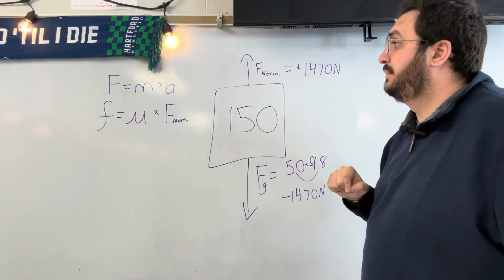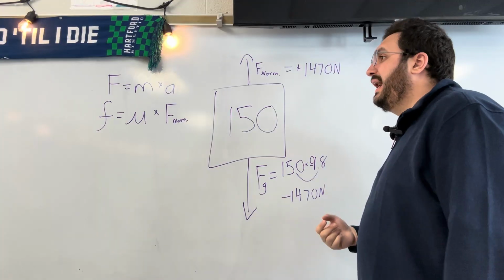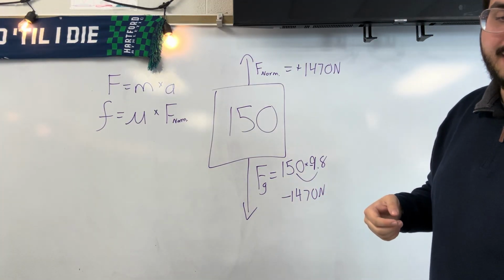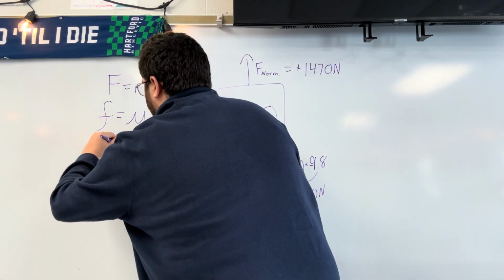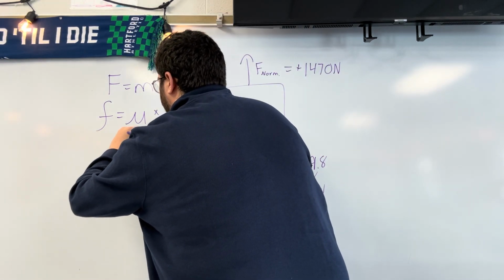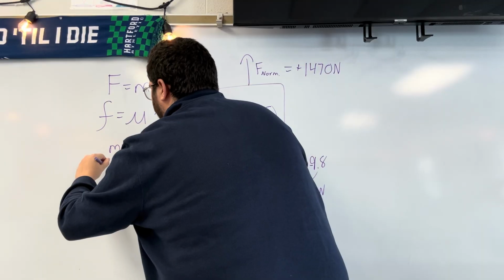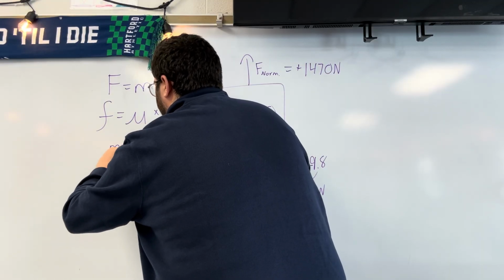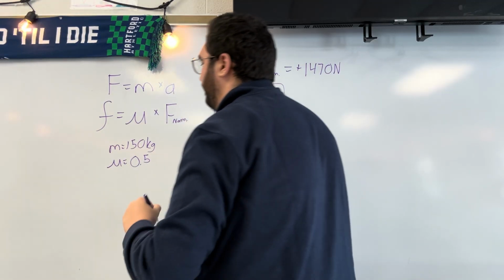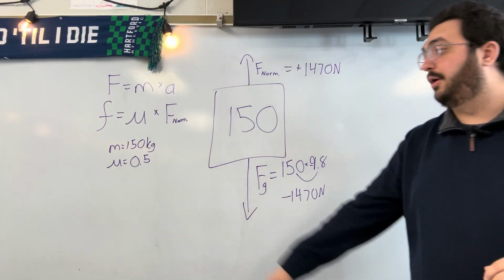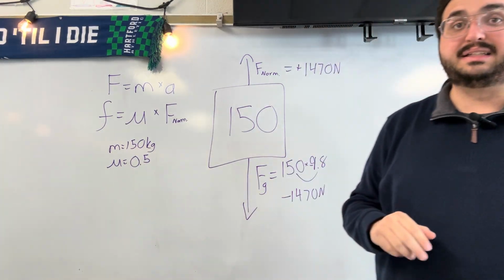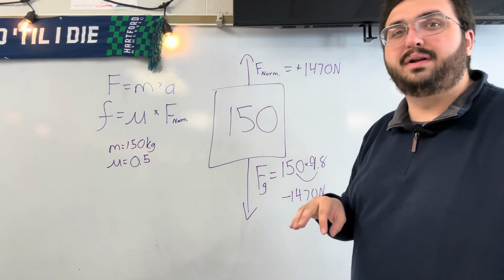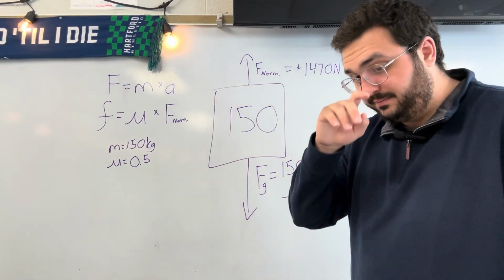It's 1470. If I go back to my given information in this problem, I'm given a mass of 150, so M equals 150 kilograms. And I'm given that my coefficient of friction is 0.5. Note, coefficient of friction has no units. It is a unitless number, probably one of our only unitless numbers here in physics.